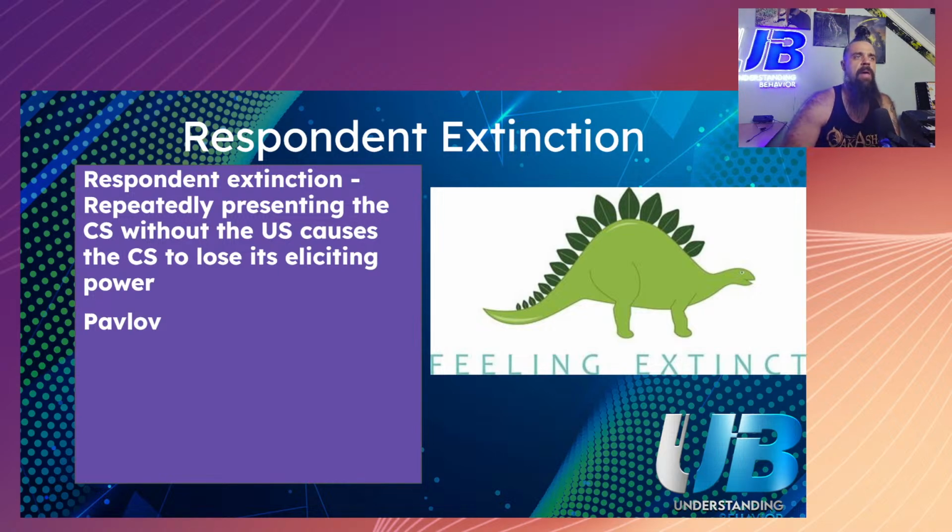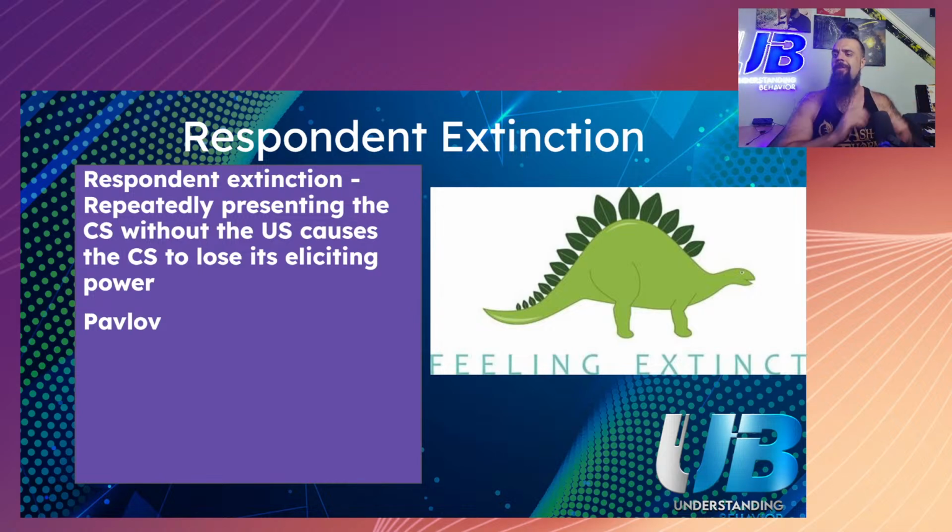So when we're looking at Pavlov, what do you think we're going to do? Do we need to repeatedly present the bell, or do we need to repeatedly present the food? Sorry, do we want to repeatedly present the bell without the food, or do we want to repeatedly present the food without the bell? If we're going to do respondent extinction for Pavlov, your options are: repeatedly present the bell without the food, or repeatedly present the food without the bell? What do you guys think?